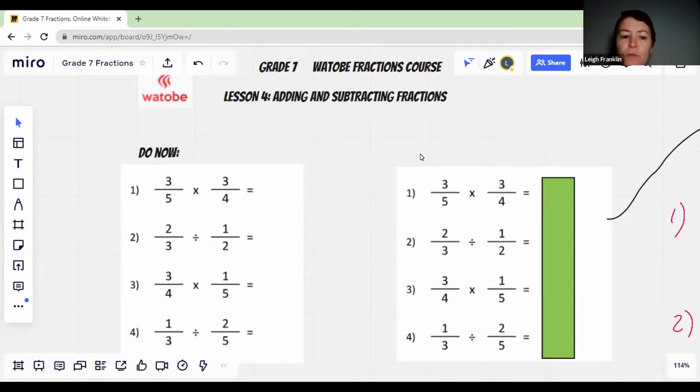Okay, so for those of you that have just joined us, please try the do now. This is based on what we were talking about the last time. So hopefully everybody is able to do these questions without too much difficulty.